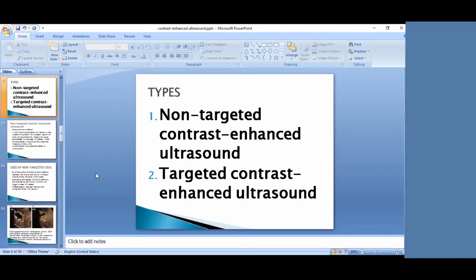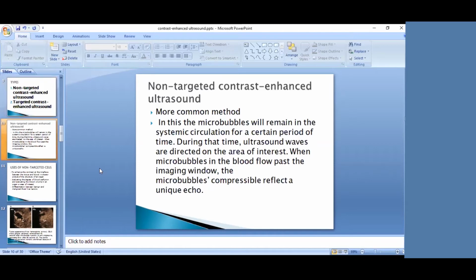Now we have described the dose and procedure. We have two types of contrast agent. One is non-targeted contrast enhanced ultrasound, the second is targeted contrast enhanced ultrasound. The non-targeted is the most common method. The most commonly used is the non-targeted contrast enhanced ultrasound.